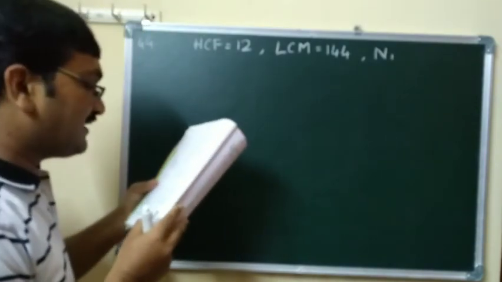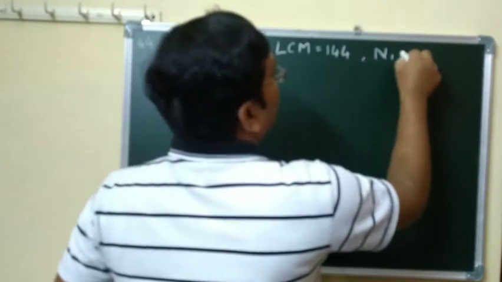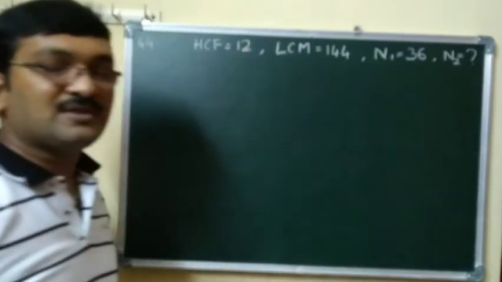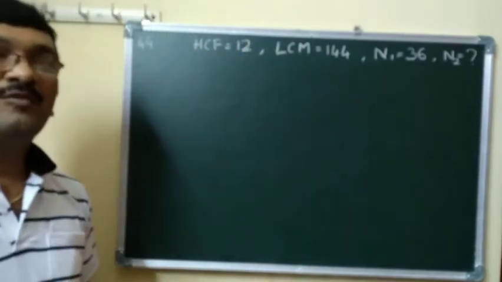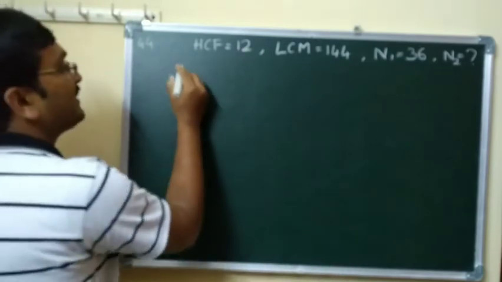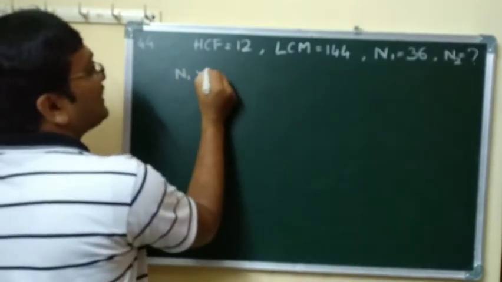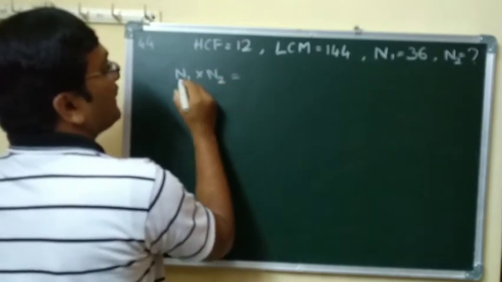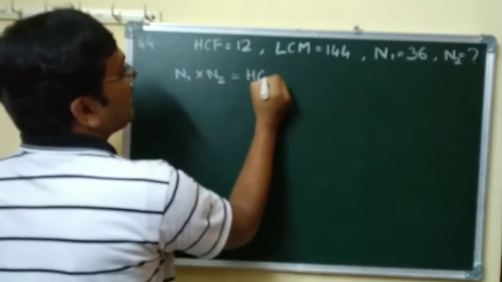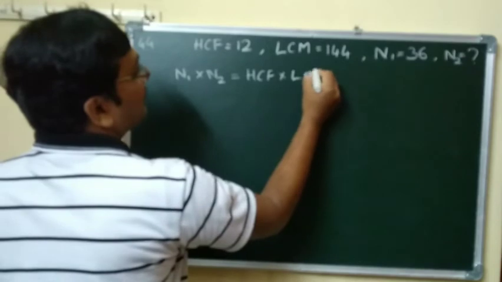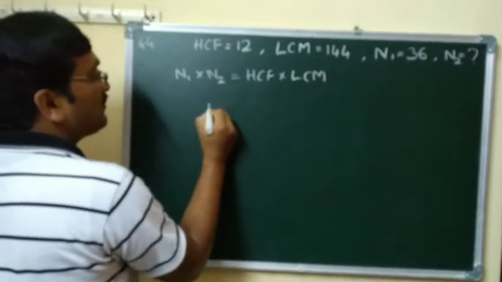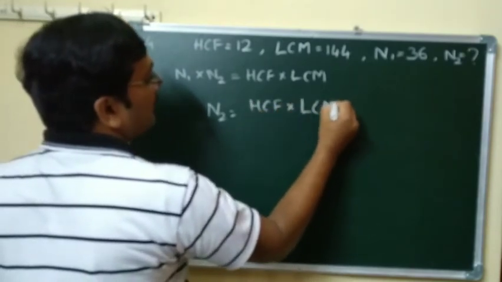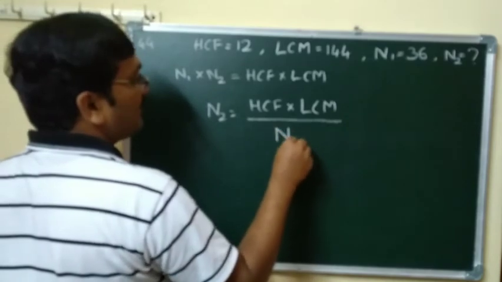So number 1 how much it is? 36. What we want to find out? Number 2 we want to find out. Already I explained in a previous video the principle, that is the relation between the LCM, HCF and the given numbers. Okay, that number 1 into number 2 equals to HCF into LCM. Okay, but we need here the number 2. So number 2 I needed, so HCF into LCM by this number 1.